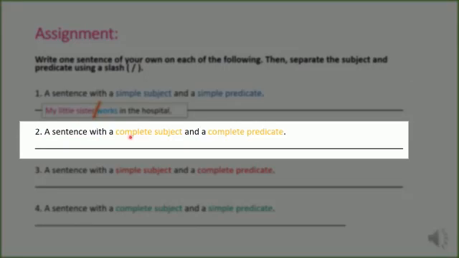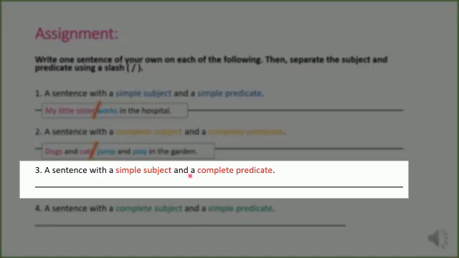A sentence with a compound subject and a compound predicate, for example, dogs and cats jump and play in the garden. So here we have 2 subjects joined by the conjunction and, so it's a compound subject. And also we have two verbs connected by the conjunction and. So here we have also two verbs. It means a compound predicate. The slash should be here.